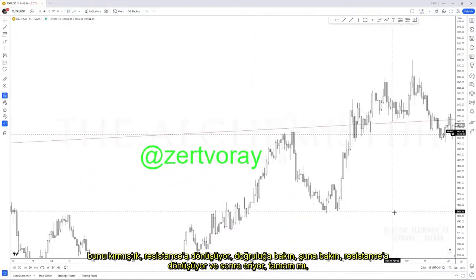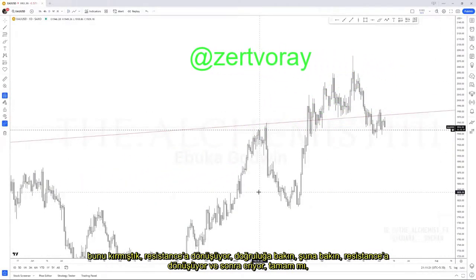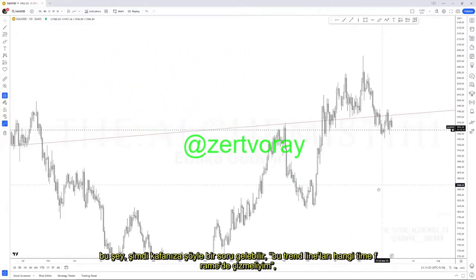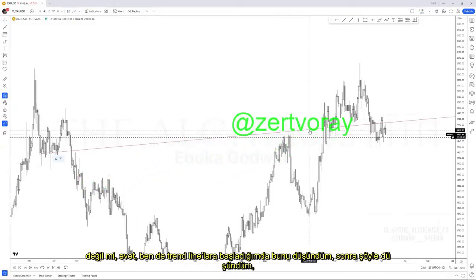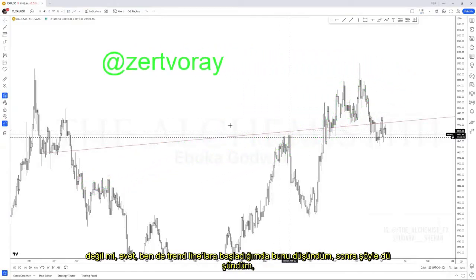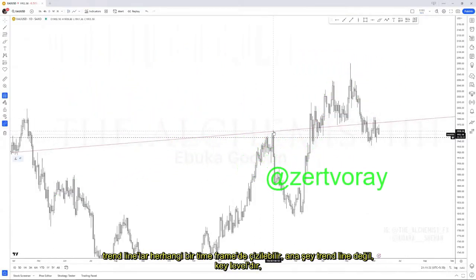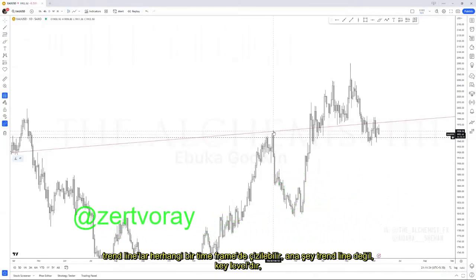Okay, now this is the thing. Now you might be wondering, what time frame should I draw these trend lines on? Yeah, I thought of that as well when I started with trend lines. Then I thought, okay, trend lines can be drawn on any time frame. The main thing is not the trend line, it's the key level. So once we find the key level, then it's your job to start finding your trend line.